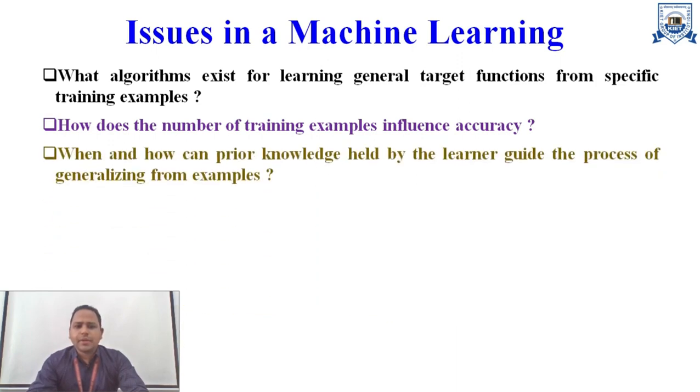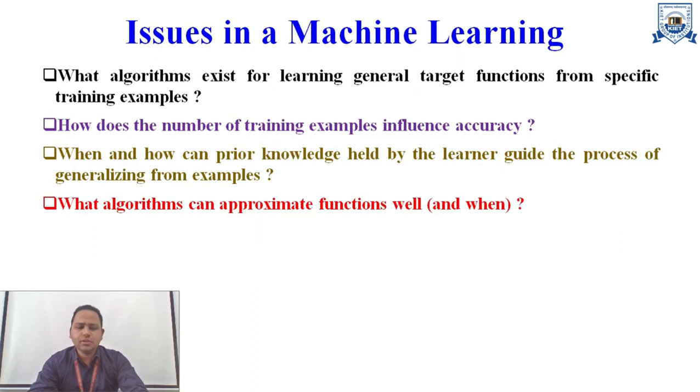When and how can prior knowledge held by the learner, and here the learner is nothing but the machine, guide the process of generalizing from examples? So what knowledge the machine already has before we provide some kind of input, so that it can generalize. This is the general function to handle this input. So when and how can we provide this kind of knowledge to the system? That is our issue in machine learning.